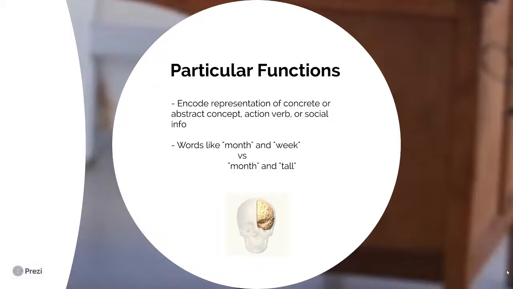Now, the particular function of the semantic system is to encode representations of concrete or abstract concepts, actions, verbs, or social information. Words like month and week stimulate the same or close areas in the brain, versus words like month and tall, which stimulate different areas in the brain.